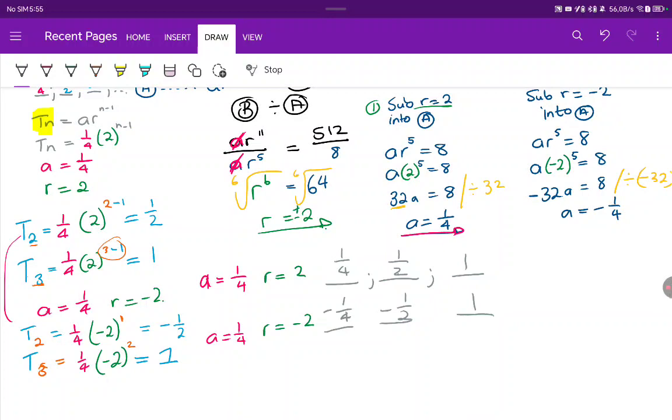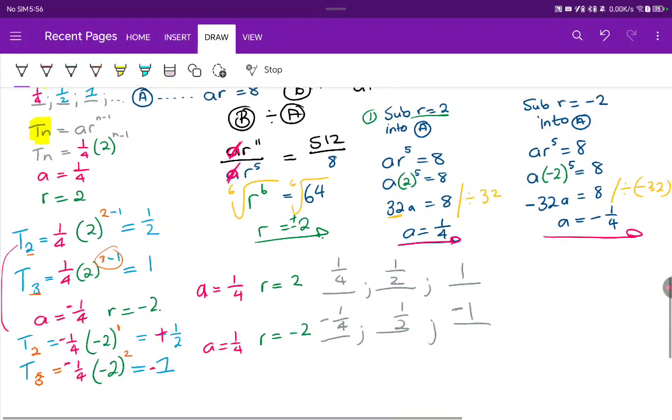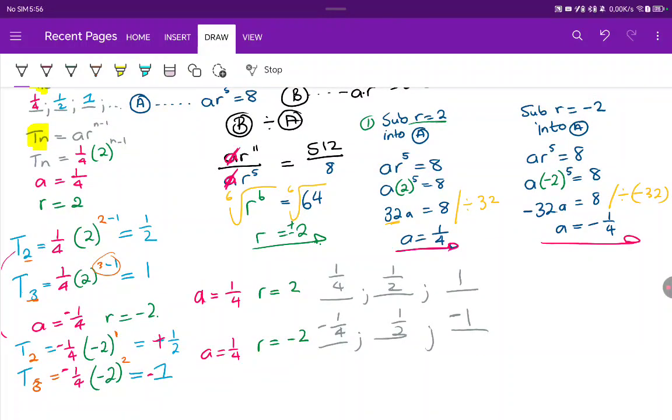Now, if a is negative a quarter, then that's negative 1. So that becomes positive a half and negative a quarter. Negative a quarter, positive a half, and negative 1. So if you're going to do that square root sign, we need to look at both plus and minus options.